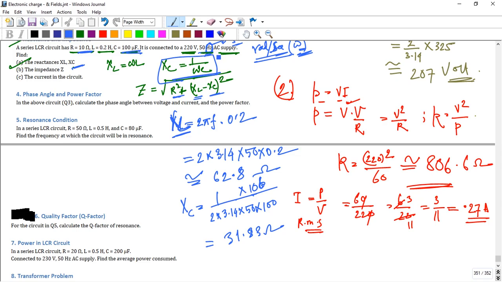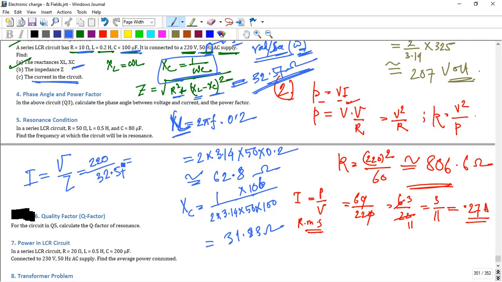Now the last part, the current in the circuit. This is a homework problem: put the data here and check it. The impedance is 32.57 ohm. Actually put the data and check whether this is right or wrong. If Z is given, find I from Ohm's law, I equals V by Z. V is given as 220 volt and Z is 32.57. Solving this you get 6.7 ampere current.